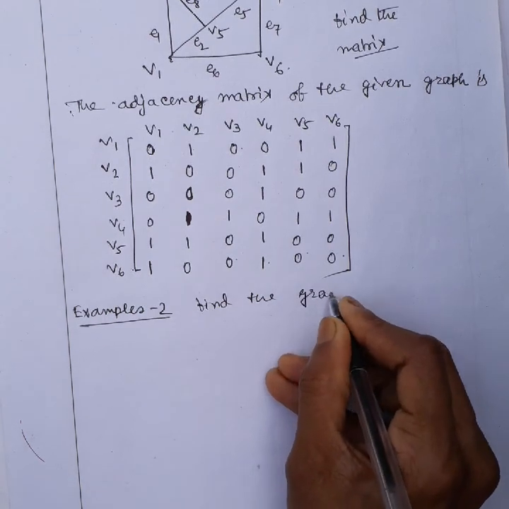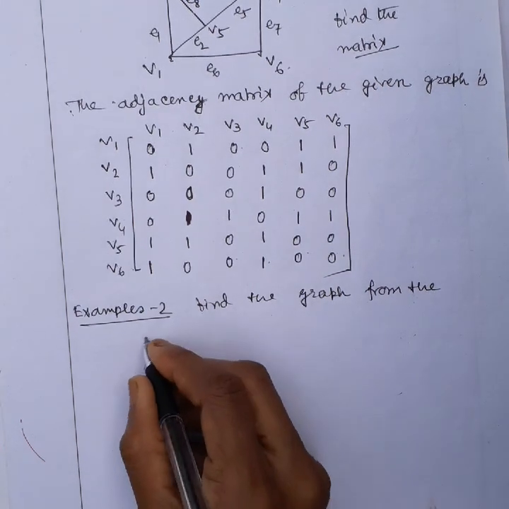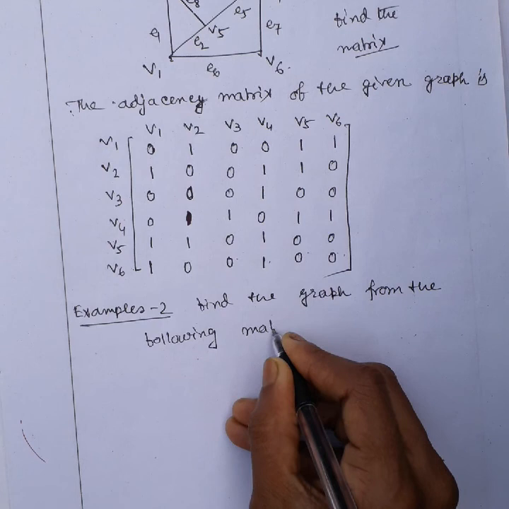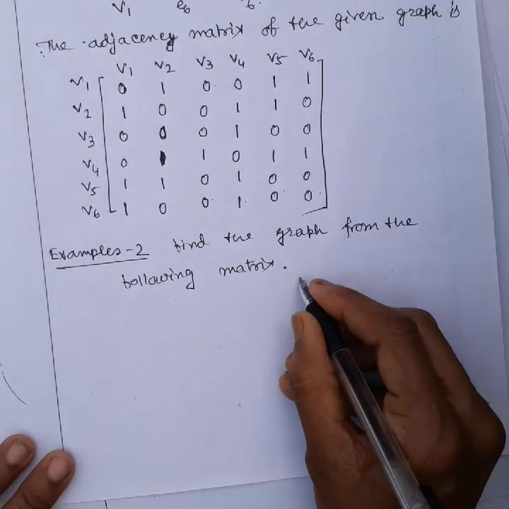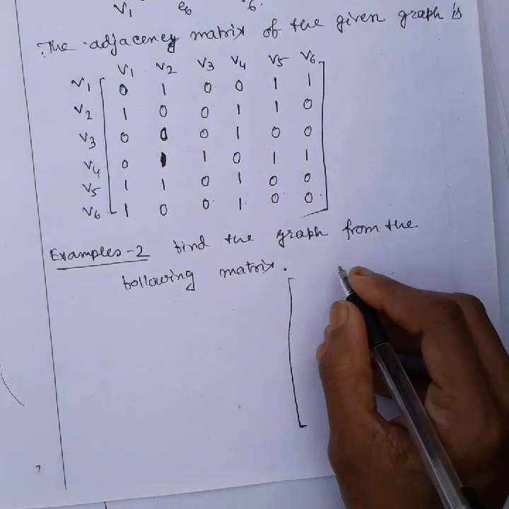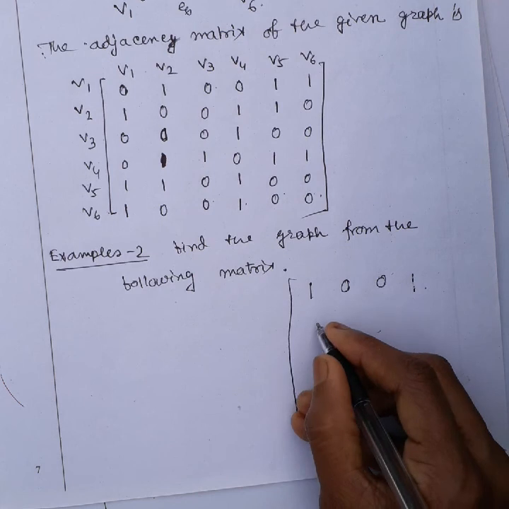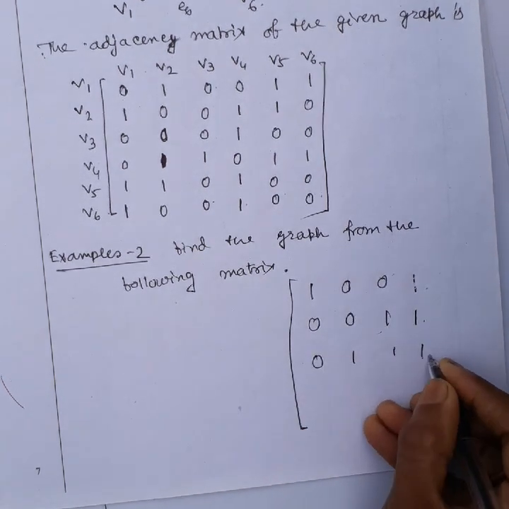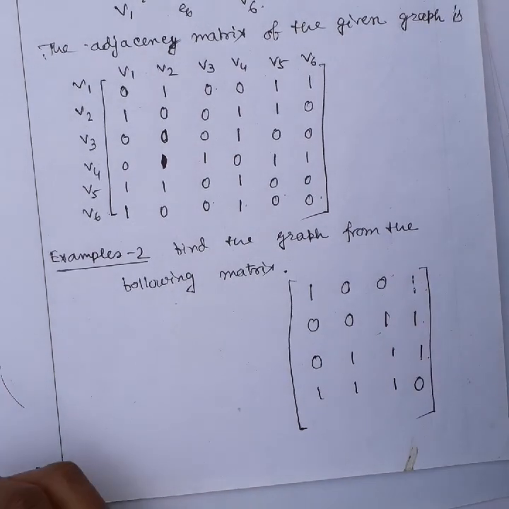Find the graph from the following matrix. Say the matrix is this: 1 0 0 1 0 0 1 1 0 1 1 1 1 1 1 0. Okay, this is our matrix.